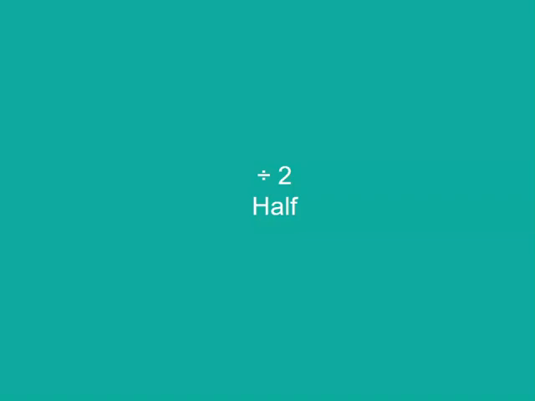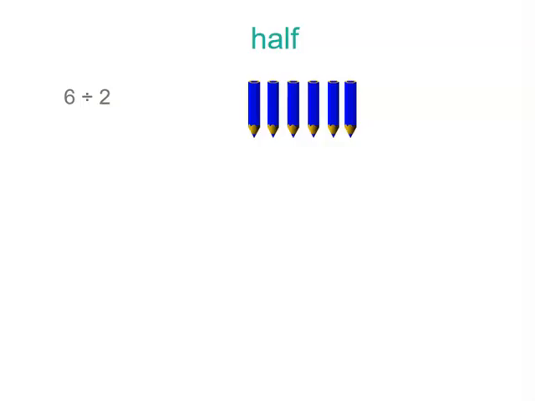When we divide by 2, we take half of a number. 6 divided by 2 is the same as half of 6, which equals 3. So we can always split a number in half if we're dividing by 2.